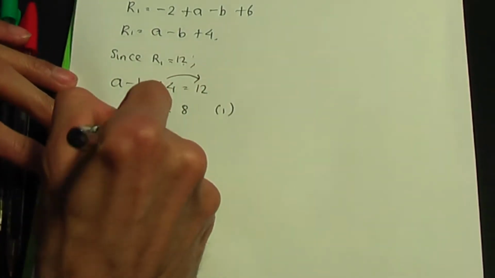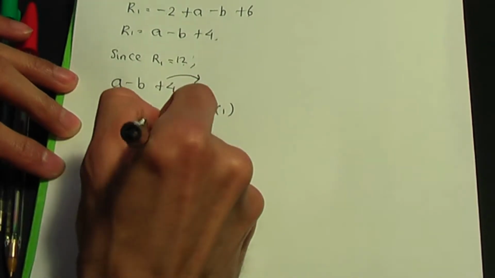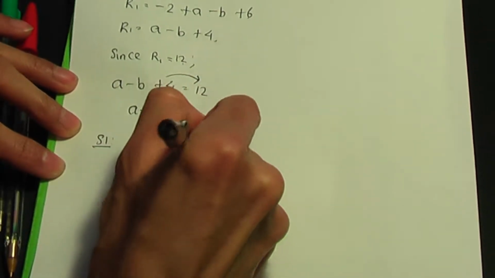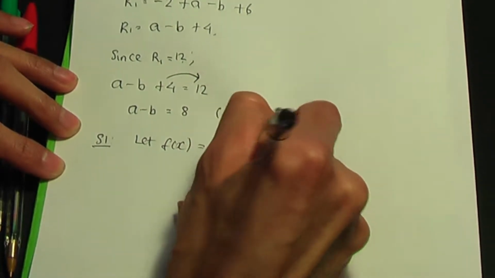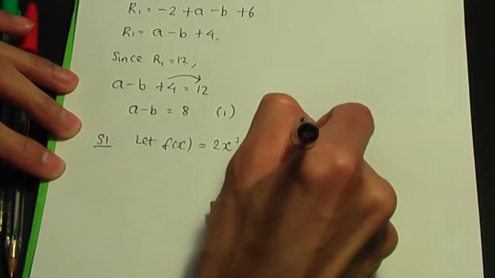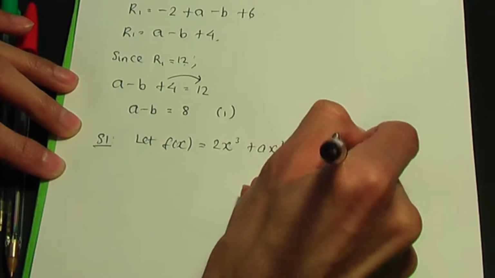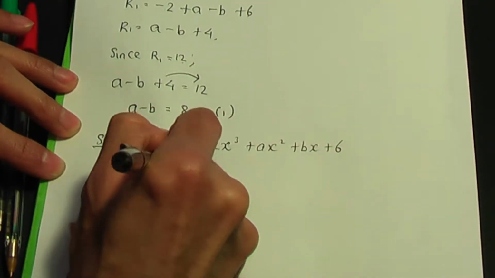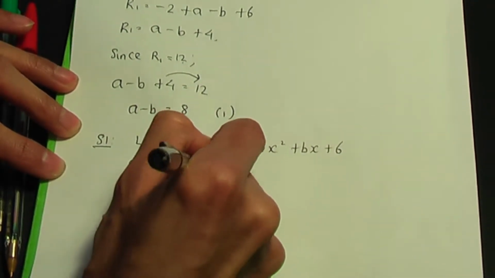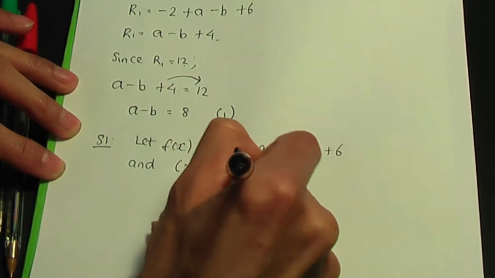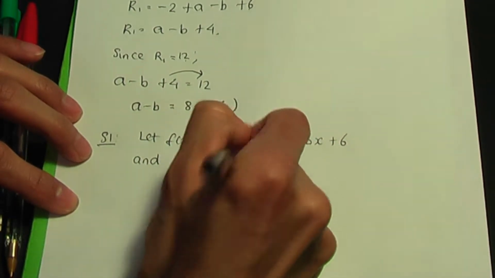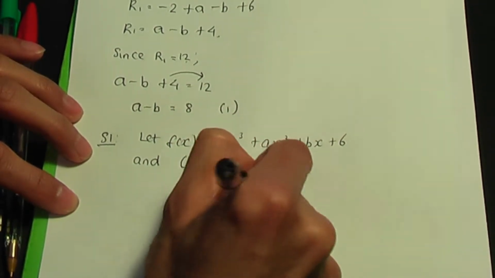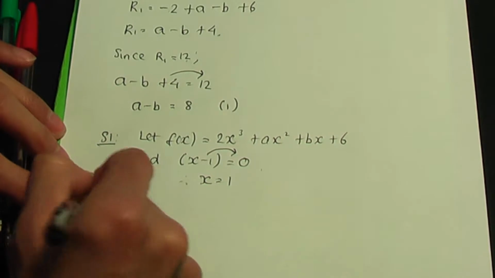So step number 1 of the remainder theorem, f of x is the polynomial. So the polynomial reads 2x cubed plus ax squared plus bx plus 6, and the linear is x minus 1. Equate the linear to 0 when it comes to the remainder theorem. So if I take the minus 1 to the opposite side, x therefore is plus 1.